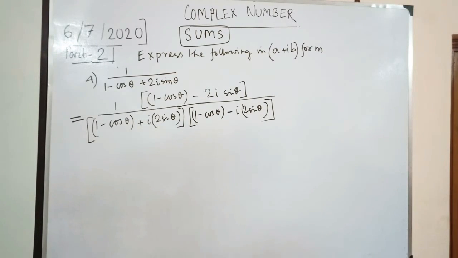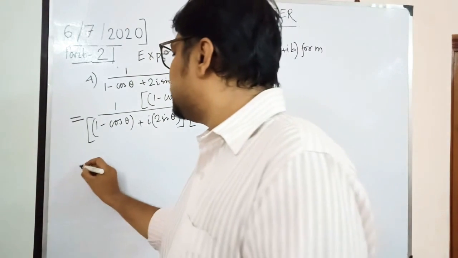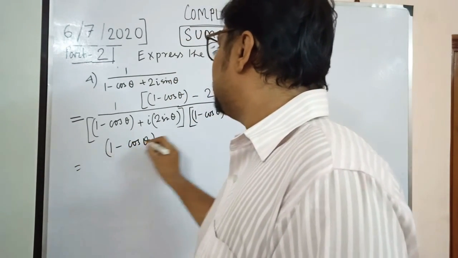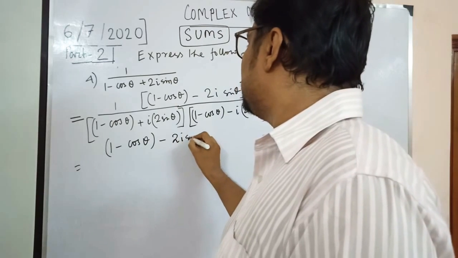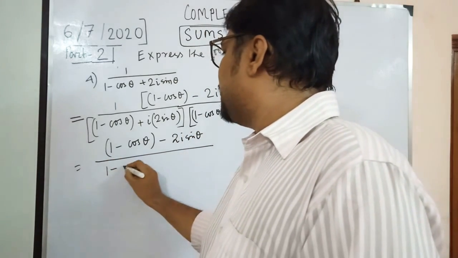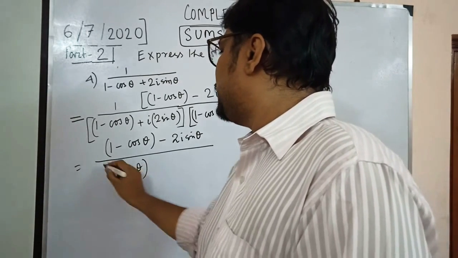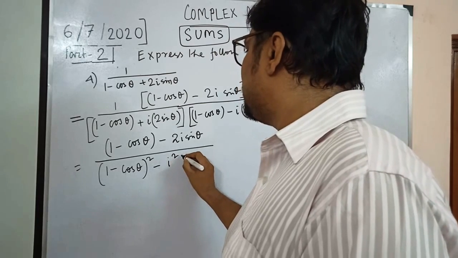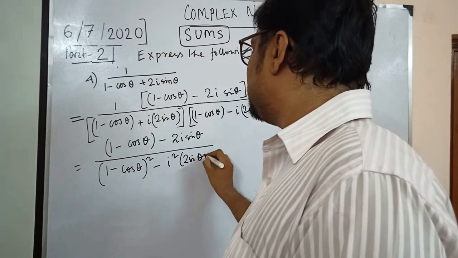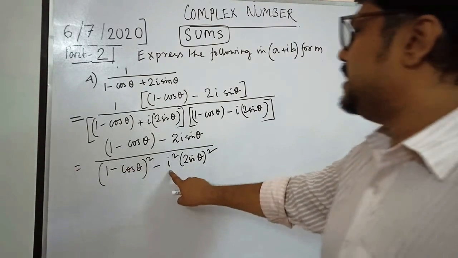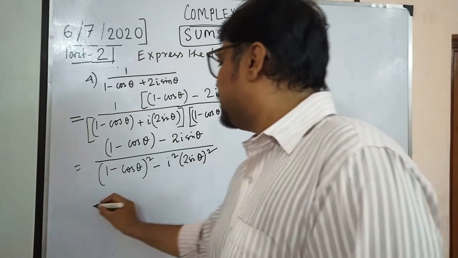So obviously the denominator will become a square minus b square. So you get 1 minus cos theta minus 2i sine theta, and below you get (1 minus cos theta) whole square minus i square times (2 sine theta) whole square. So this we get. Again, this i squared is minus 1, so it becomes plus 1.